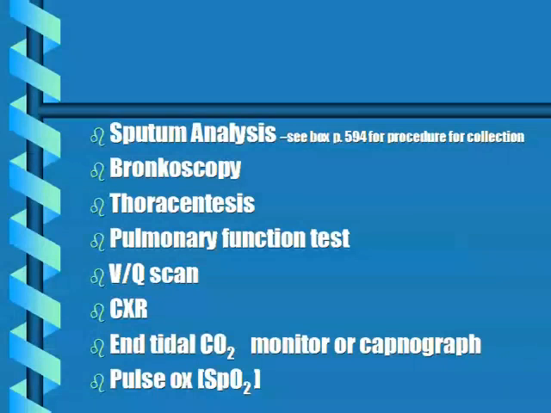A VQ scan, I skipped ahead. Pulmonary function test, there's a table on page 596 that talks about pulmonary function and the norms for that. Your ventilation perfusion lung scan, again, I said should have dots above each of those. This is the gold standard for pulmonary embolism. It identifies dead space, and the more it's increased, the more dead space that you have.